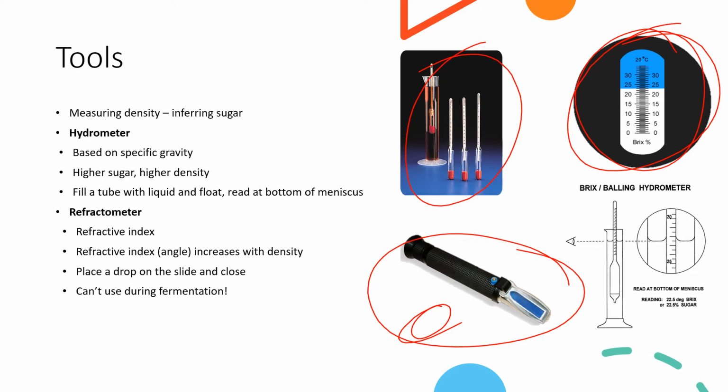Light refracts differently at different densities. And what we do here is we just place a little drop of liquid on the slide there and close it, and then look in, and what we'll see is an angle of refraction, and it's giving us a density of the solution. This does not work during fermentation because now we have ethanol in the mix, which decreases the density of the solution, and it really just messes it up. So this is a great tool for the vineyard, but not a good tool for the winery.